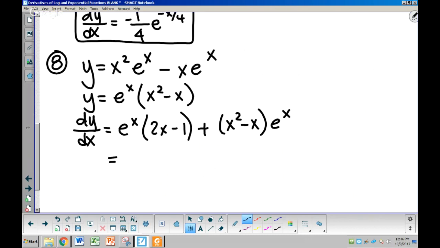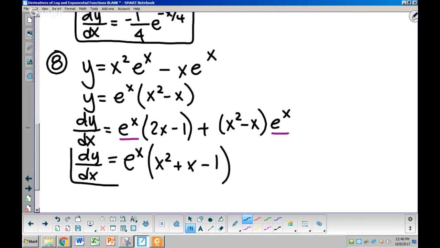Now, I can simplify this by factoring out. Do you notice that we have an e to the x here and an e to the x here in that term? May we factor that out? Why, yes, Mrs. Muller. Okay, e to the x. What's left? I have 2x minus 1, and then I have x squared, and then what's 2x minus x? Plus x minus 1. I simplified all at once. Can we do that? Now, would you get the same answer if you use two product rules? The answer is yes, but it'd be a little bit more difficult.